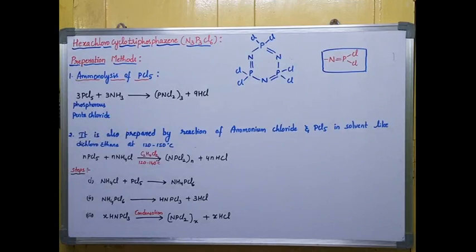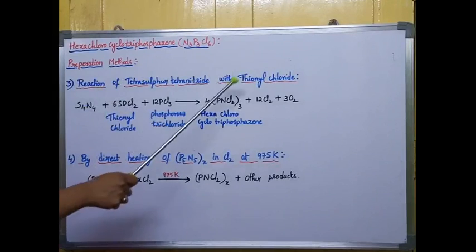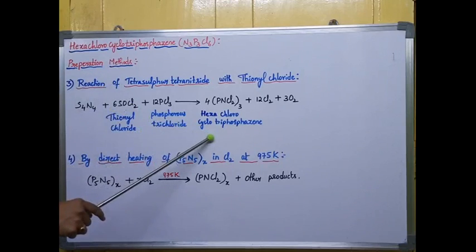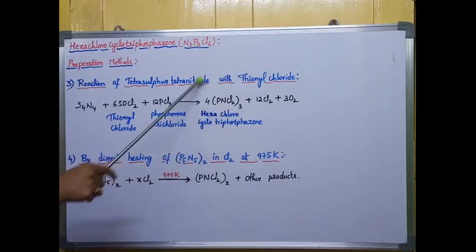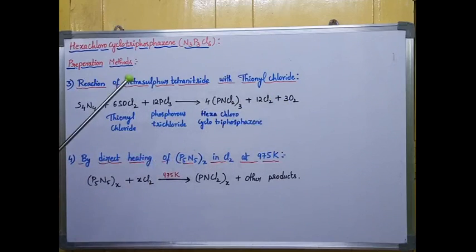Now let us see the next method of preparation. The next method is the reaction of tetrasulfur tetranitride with thionyl chloride. Okay, here tetrasulfur tetranitride is reacting with 6 molecules of thionyl chloride in the presence of phosphorus trichloride to produce hexachlorocyclotriphosphazene along with 12 moles of chlorine and 3 moles of oxygen. Okay, so in this reaction you can see thionyl chloride is reacting with sulfur nitride in the presence of phosphorus trichloride and producing the particular phosphazene.